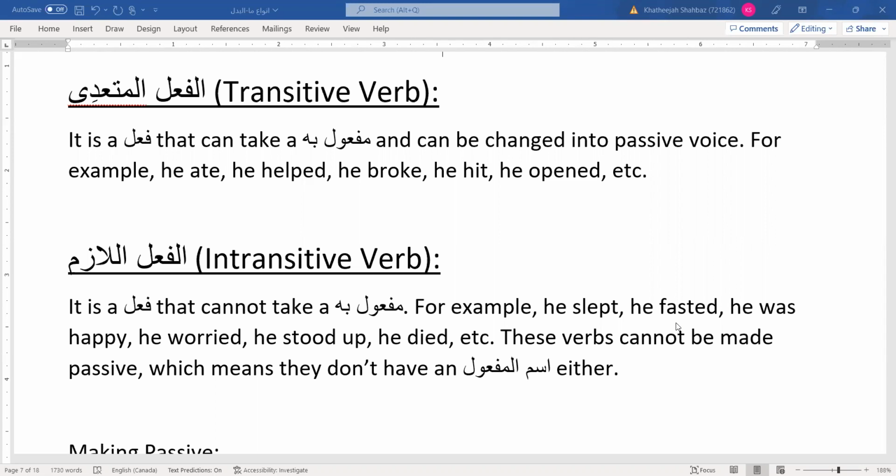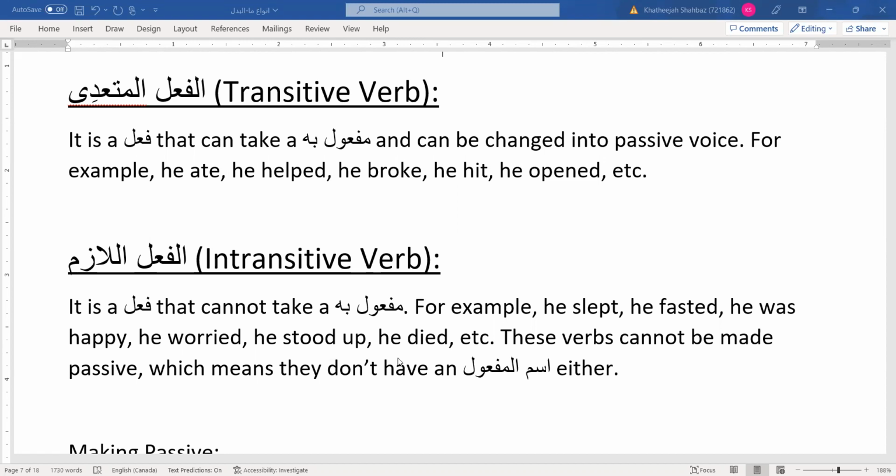The next words: he was happy, or he was worried. These words do not take maf'ul bihi. Or he stood up. Qama. He stood up. It doesn't generate the question who or what. He stood up someone? He stood up something? No, he himself stood up. So it doesn't take a maf'ul bihi and it cannot be changed into passive voice. He was stood up. I mean, that's strange English. It doesn't mean anything.